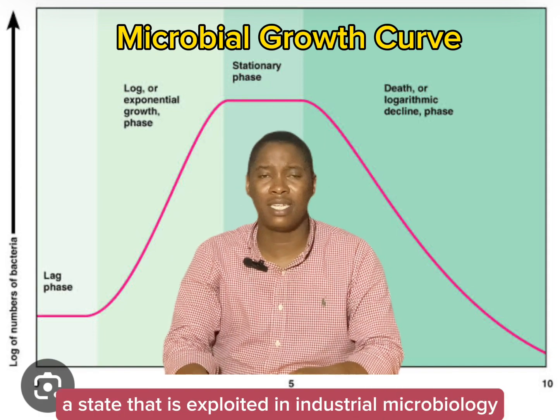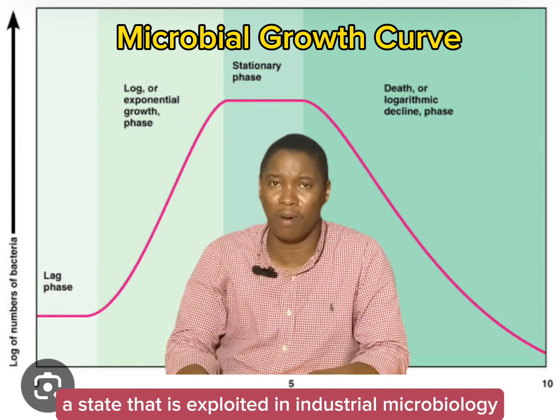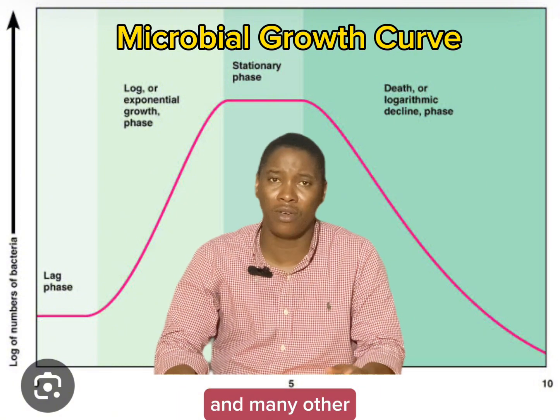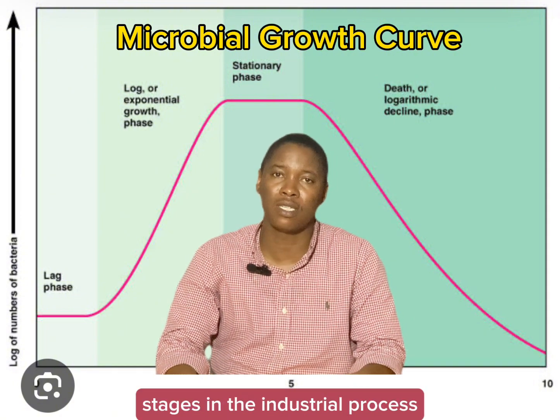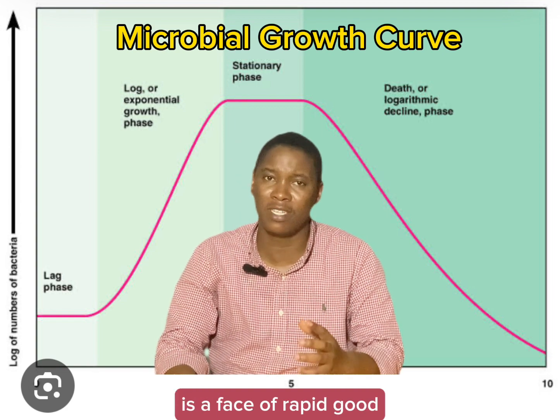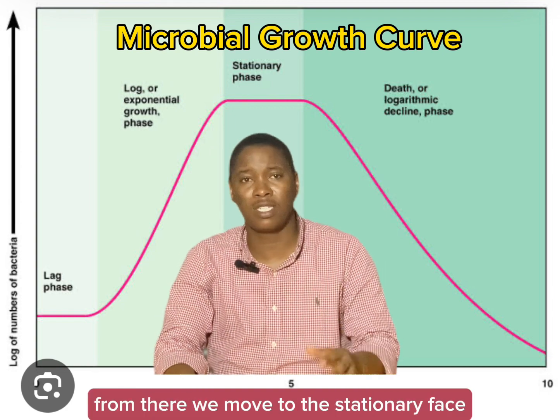It's usually a stage that is exploited in industrial microbiology for fermentation, production of vaccines, production of alcohol, and many other stages in the industrial process that exploit this exponential or log phase. It's a phase of rapid growth. From there, we move to the stationary phase.